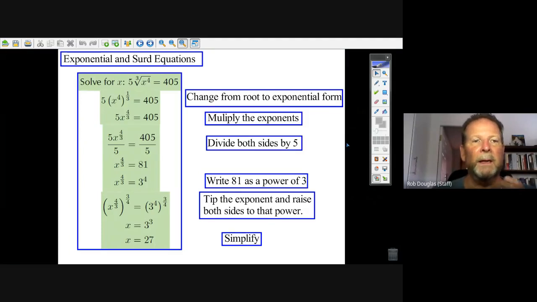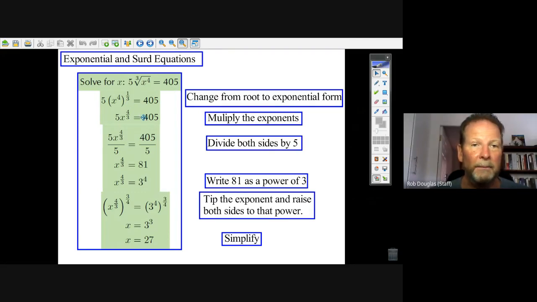Okay, we're going to look at exponential equations and some equations with surds in them, and we're going to be solving these equations. So say you had something like this: 5 times the cubed root of x to the fourth equals 405. Well, you can make this whole question a lot simpler.